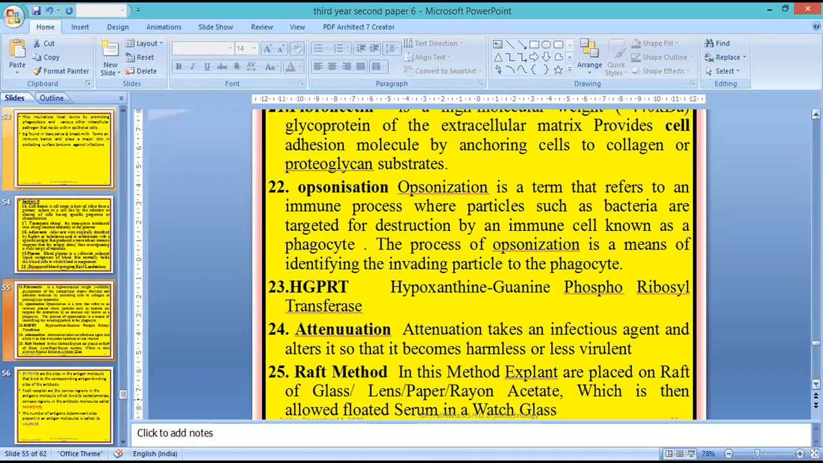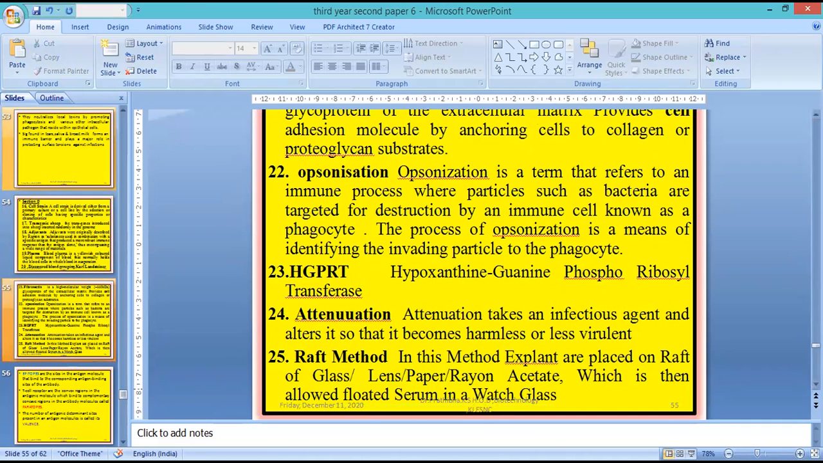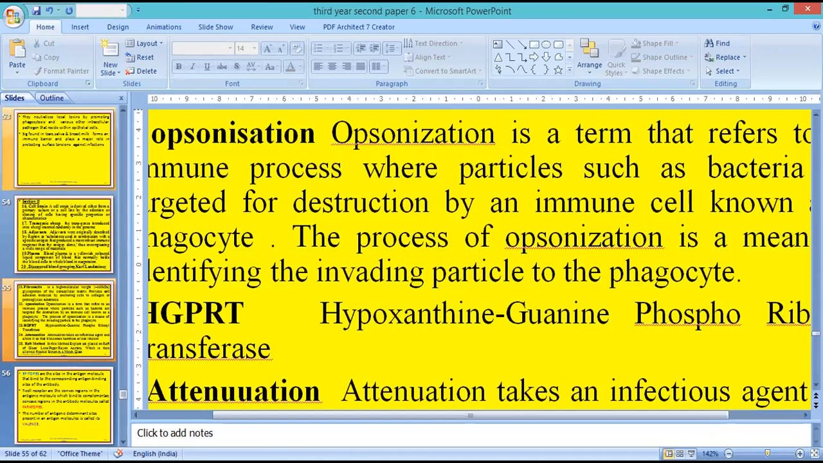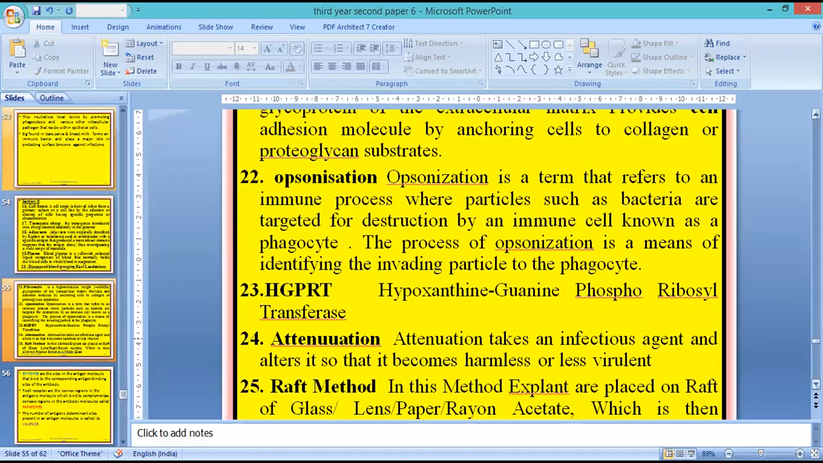Okay, 23rd question here, that is HGPRT. The full form is hypoxanthine guanine phosphoribosyl transferase. Hope you'll be able to keep this particular answer in your mind about the HGPRT.